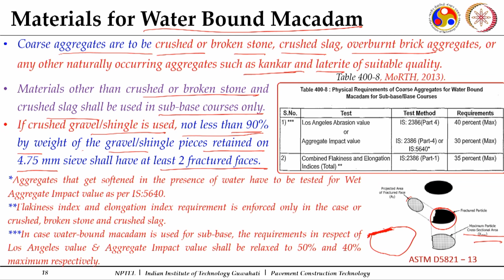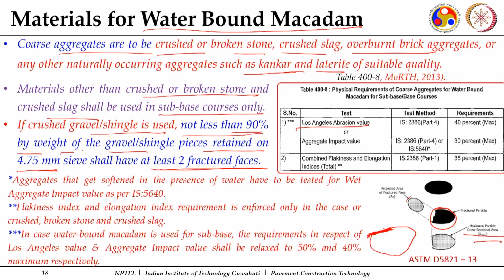So, when you are using it in waterbound macadam, you need to ensure that 90% by weight of this particular material should have at least 2 fractured faces, and one fractured face will be considered only if it has a projected area 1/4 of the total projected area of that aggregate. Now, again, there is a requirement given for the aggregates to be used as waterbound macadam: Los Angeles abrasion value 40%, aggregate impact value 30%.